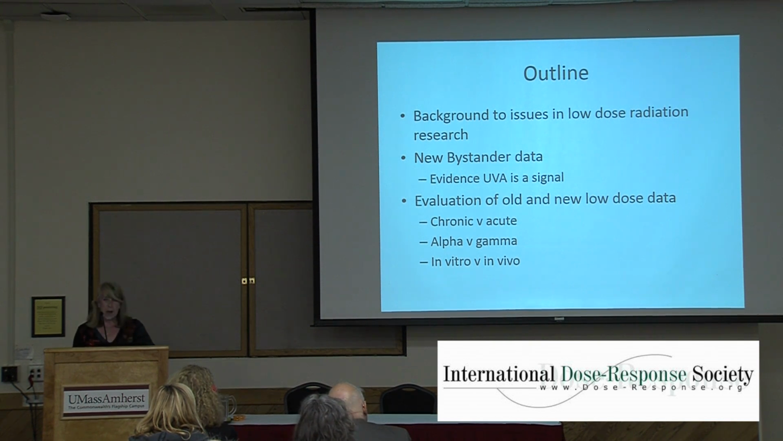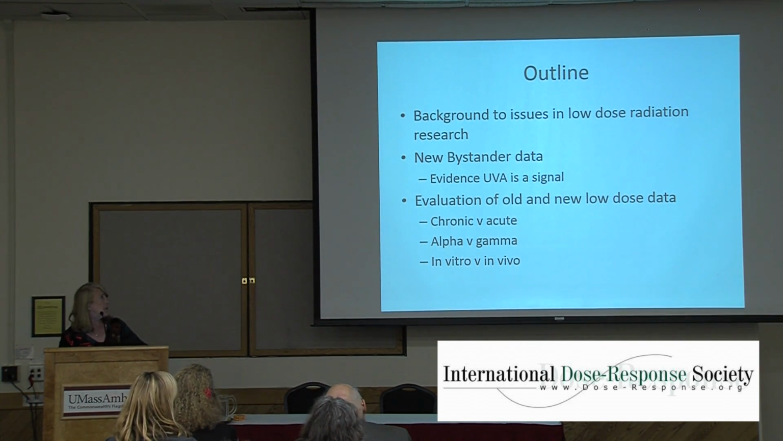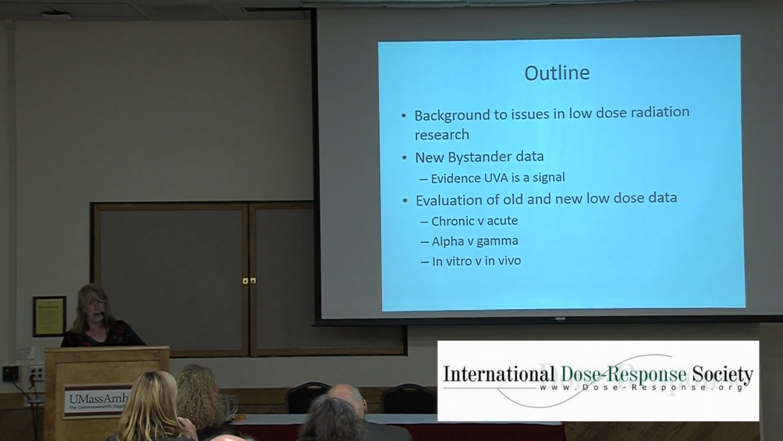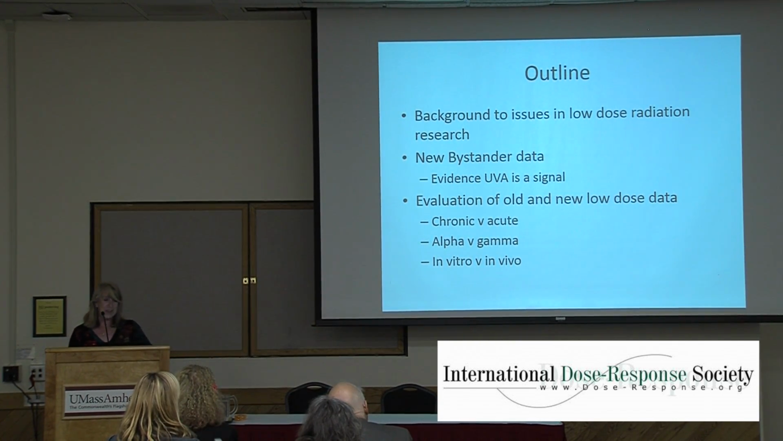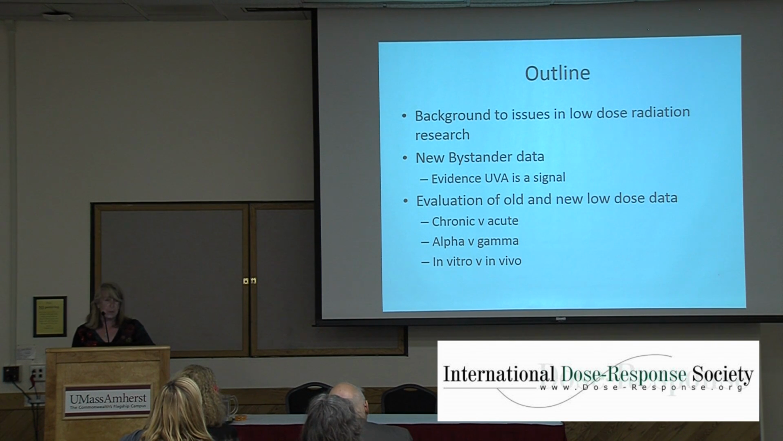So I was going to do a little background on low dose effects, then talk about some of our new bystander data, which is suggesting that UVA is at least a signal, maybe not the signal. And then I want to go through some of our old and new low dose chronic data to address some of the questions that are really important in radiation protection at the moment, such as how do you relate chronic exposure to acute exposure? How do you relate alpha radiation effects to gamma radiation effects?